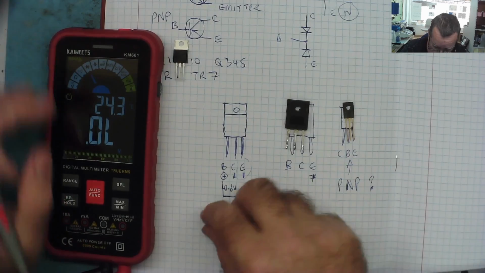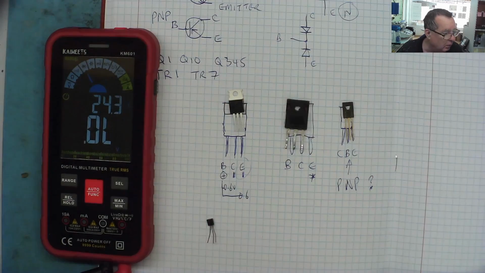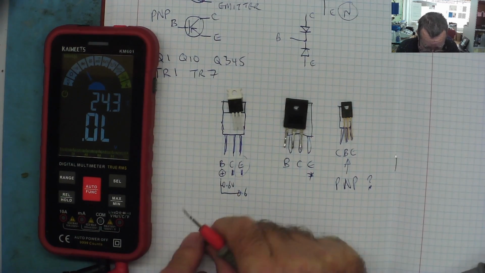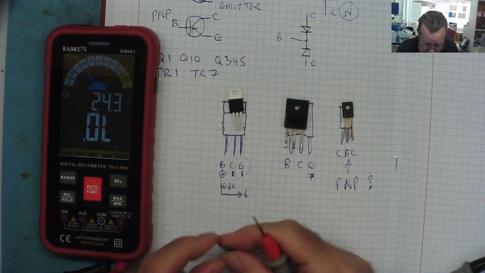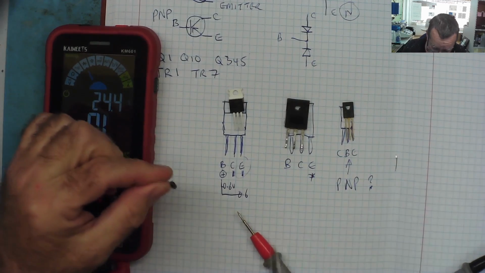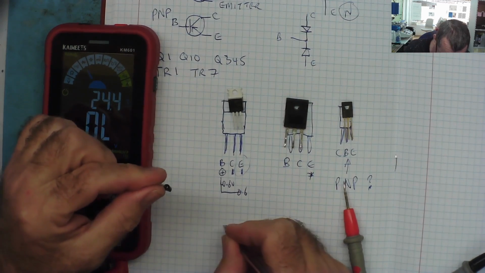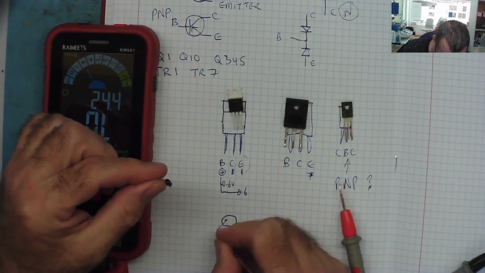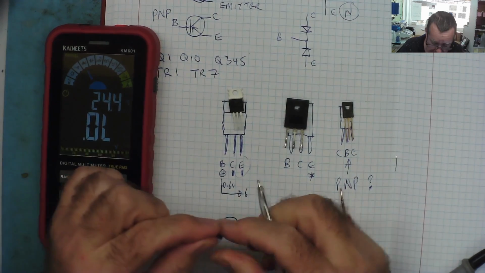So here is a small signal transistor. I don't know which pin is which. I can draw it. So we have a flat bit at the bottom. I'm doing it from underneath. We have 3 legs coming out. Okay, that's what we have.